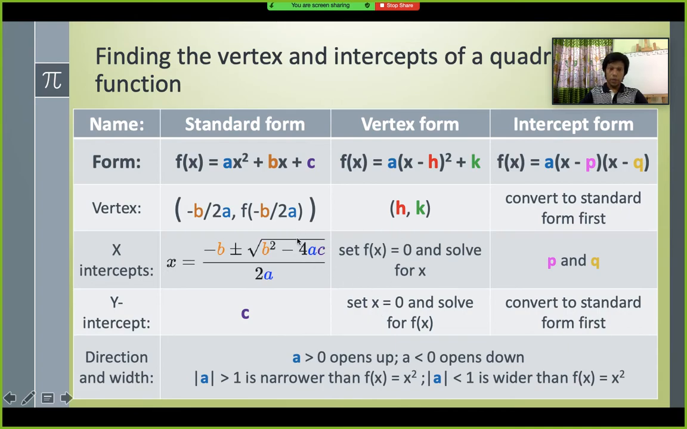If the value of a is positive, suppose positive 2, that means open up. If it is negative 2, then it is open down. If instead of 2 it is 8, the graph will be more narrow. If it is a decimal, suppose a is 0.2, 0.1, 0.25, then the graph will be wide. Everything you see here has a different role in the function. If you change them a little bit, the shape of the graph changes.